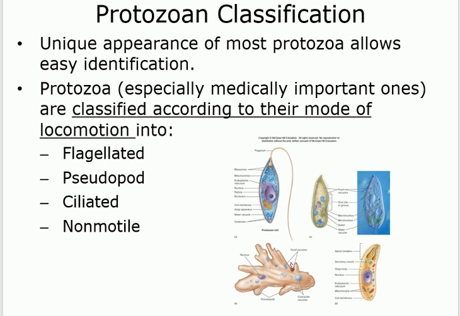The way we classify protozoa, do you remember how we classified fungus? Morphology and asexual reproduction, right? The protozoa are classified according to locomotion. How do you move? Are you using flagella? Are you producing pseudopods? Are you using cilia? Or are you non-motile completely? You do not move. Most of them do, okay? But some of them do not move.